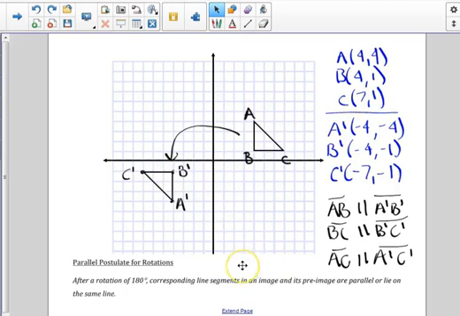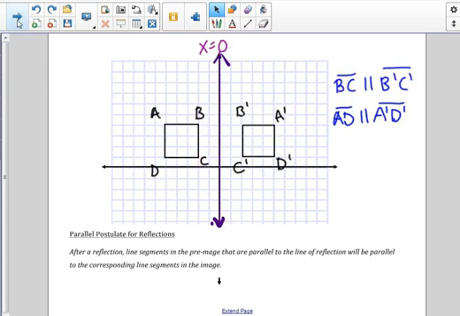So we added this to our notes, the parallel postulate for rotations. Keep in mind, because this is a postulate, we are accepting it to be true without proof. After a rotation of 180 degrees, corresponding line segments in an image and its pre-image are parallel, or they can lie on the same line.